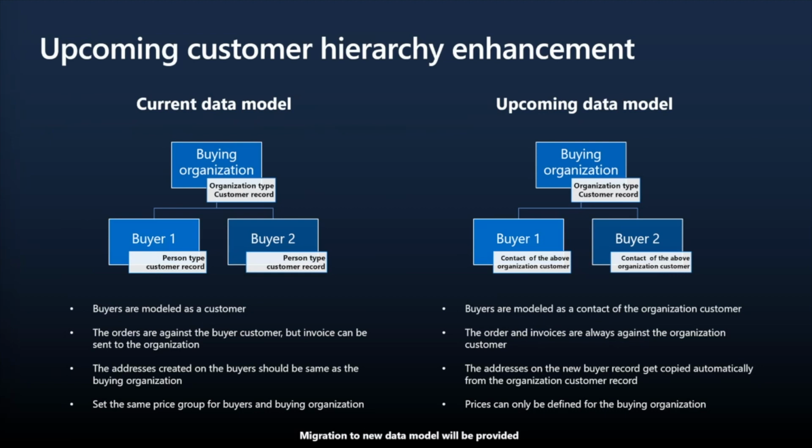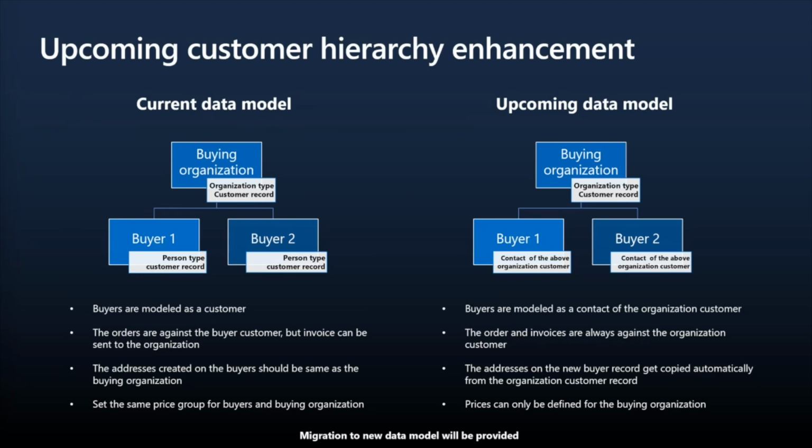So for example, in this existing model, even though buyer one is placing the order, the invoice can be sent to the buying organization by using the invoice account. The buyer one can have the same addresses as the buying organization addresses, so buyer one can ship to the address of the buying organization. You can have the same prices for all the buyers by using the same price group on all the buyers as the buying organization.